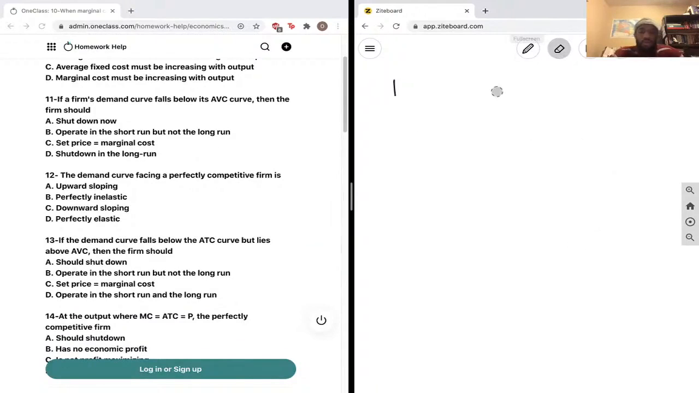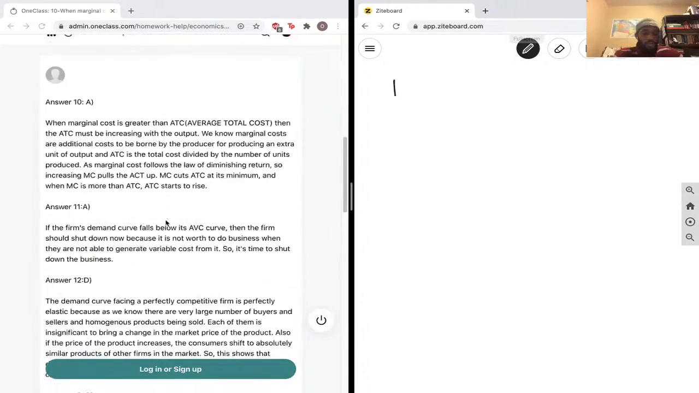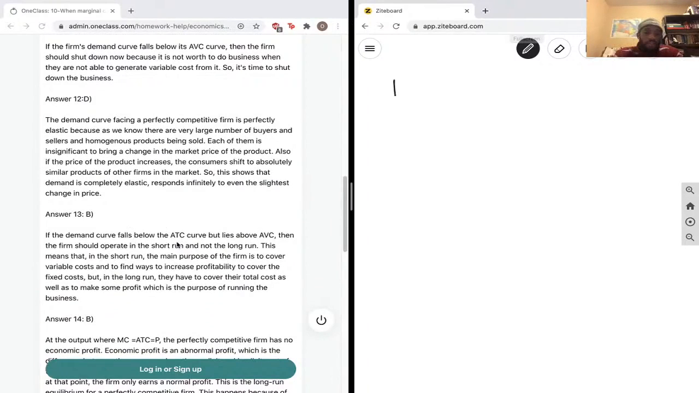Question 13: if the demand curve falls below the average total cost curve but lies above the average variable cost, then the firm should: A, shut down; B, operate in the short run but not the long run; C, set price equals marginal cost; D, operate in the short run and not the long run. So I believe the answer should be B. It is B. If the demand curve falls below average total cost but lies above average variable cost, then the firm should operate in the short run and not the long run.